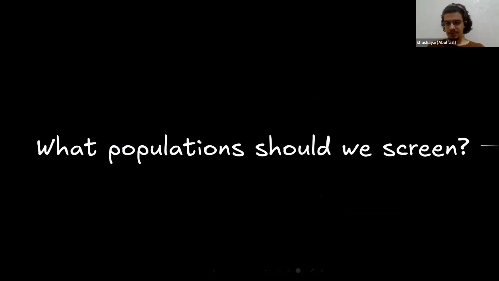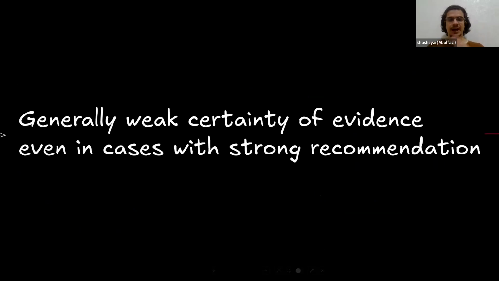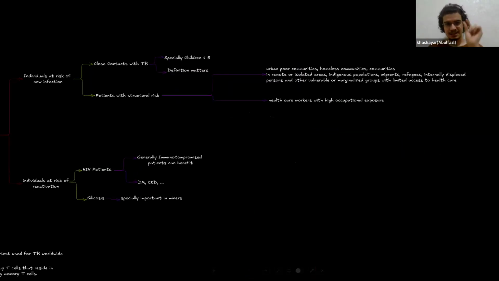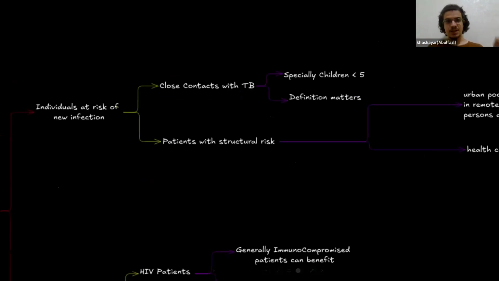In case of what populations should we screen, I have to remind everyone that a general screening protocol is not advised greatly by the WHO except in certain populations, and overall there's a weak certainty of evidence for general screening protocols, except for, again, some specific populations. We can group these populations into two groups: individuals at risk of new infections and individuals at risk of TB reactivation.